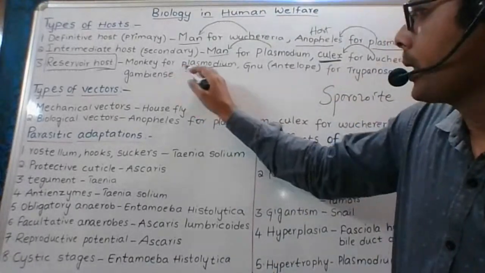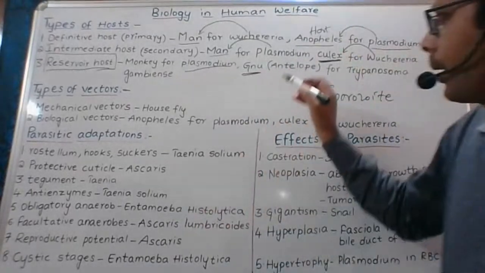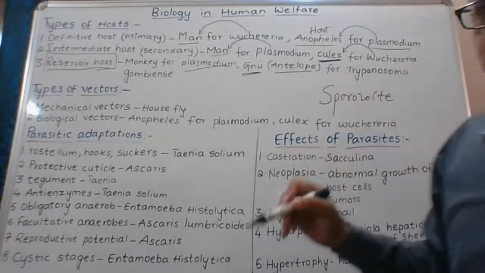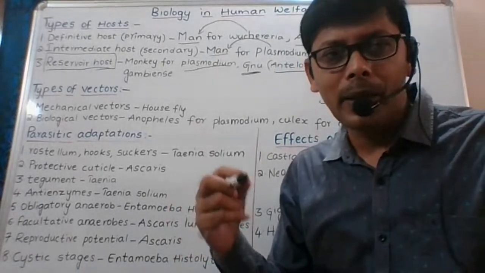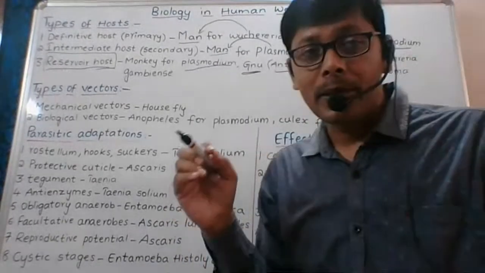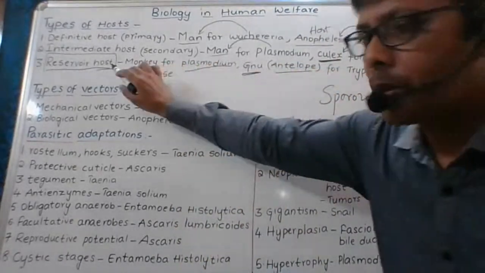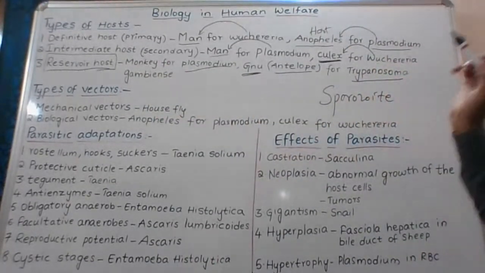Monkey for Plasmodium. Next one, gnu. In scientific terms it is commonly called antelope, Antilope cervicapra, the complete name. In Telugu we call it krishna jinka, the antelope. This is the reservoir host for Trypanosoma gambiense.